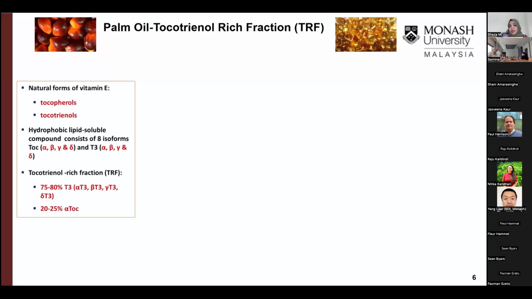Palm oil, or vitamin E, which comes from palm oil, is a natural compound. It contains tocopherol and tocotrienol, and is made of different isoforms: alpha, beta, gamma, and delta. It's very hard to get a single one separately, but for the tocotrienol extraction there is a tablet form that we used and tested, and we also tested the one purified from the producers themselves. It contains 75% tocotrienols and 20-25% tocopherols.